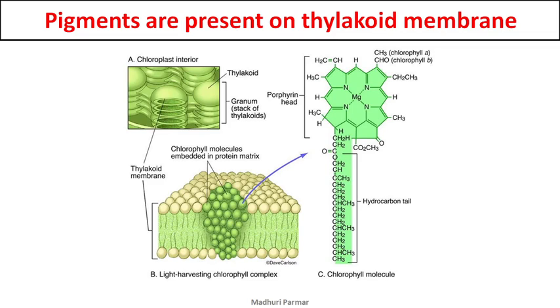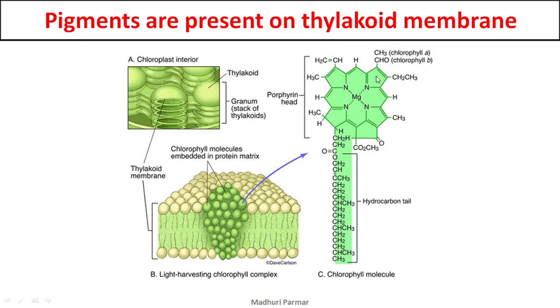Okay, they are not freely moving around inside the thylakoid or in the stroma or in the chloroplast. No, they are fixed onto this thylakoid membrane. It is very, very important for you to understand that chlorophyll molecules are fixed inside the thylakoid membrane. So these are the chlorophyll molecules, and here you can see this is the porphyrin ring, and this is the side chain, the hydrocarbon chain.